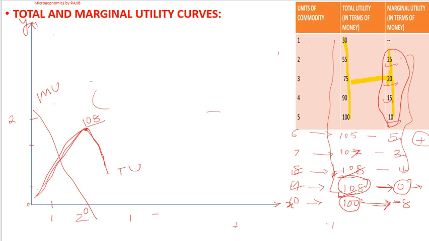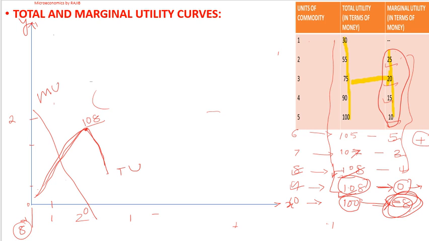After this, marginal utility becomes negative, and at that point the total utility curve diminishes. That means it has a negative slope, and marginal utility is also completely negative. Suppose we have -8, it may be -8 for the further units of consumption. So this is all about total utility and marginal utility.